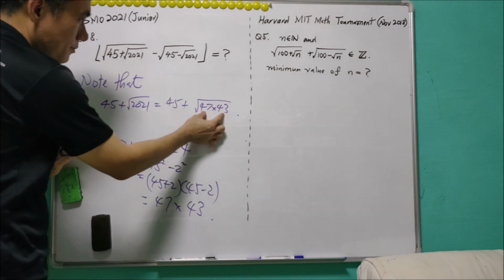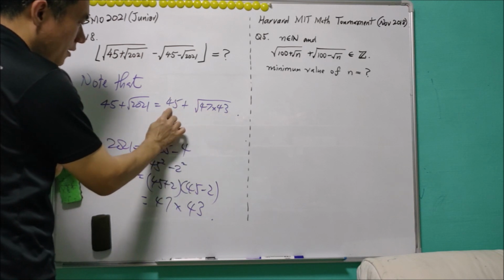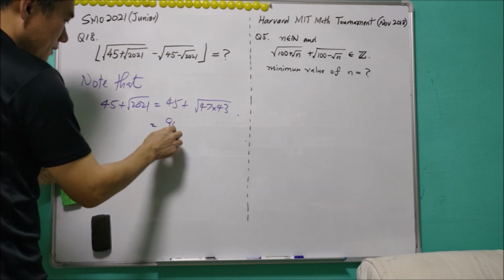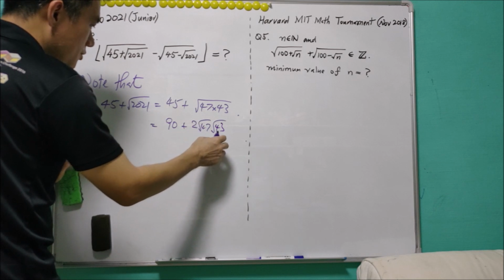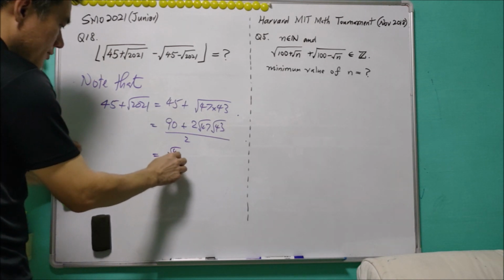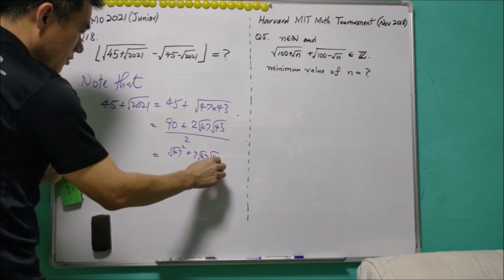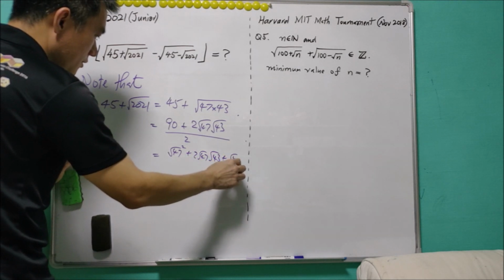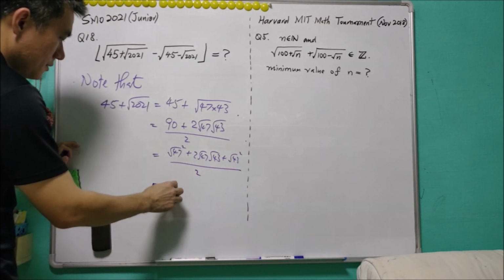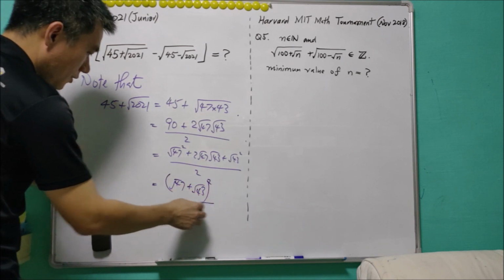And you see that the sum of 47 and 43 will equal 90. That is double of 45. Then this means that it is equal to 90 plus 2 square root of 47 square root of 43, over 2. And this equals square root of 47 squared plus 2 square root of 47 square root of 43 plus square root of 43 squared, over 2. And this means that this is square root 47 plus square root 43, all squared, over 2.